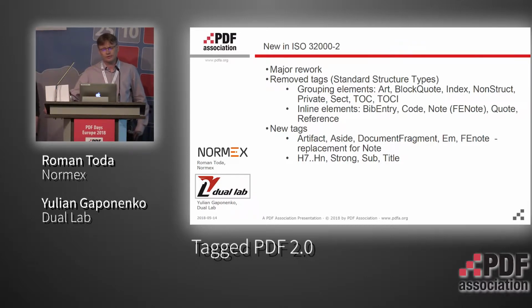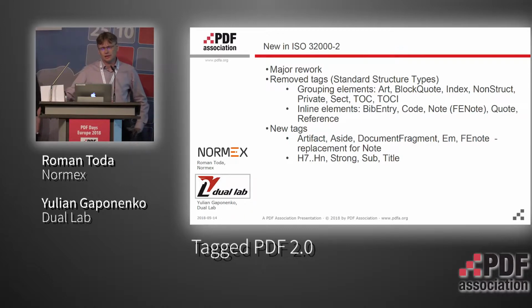We saw removed tags, namely 14 tags were removed and deprecated from 2.0. They are all listed there. The reason for that is because they were duplicated. People didn't use them properly from the accessibility point of view. They were not precisely interpreted. We also see 9 new tags, or standard structure types, to be precise, in terms of PDF language.